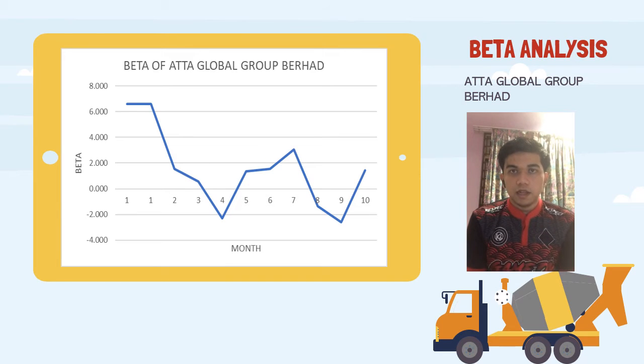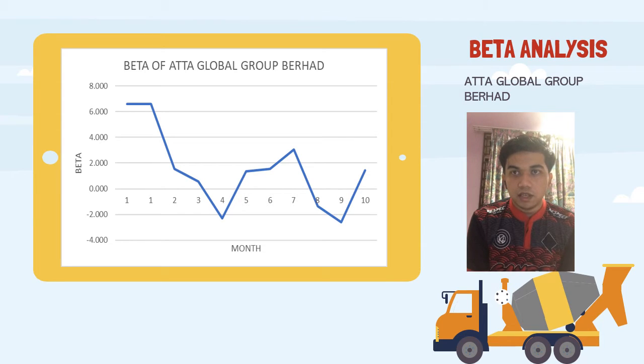Next is the beta analysis of ATTA Global Group Berhad. In January, the beta value of the month is 6.611, which is greater than 1. This indicates that its market price is highly correlated with that of the market. A stock with a beta above 1.0 carries a high level of systematic risk.